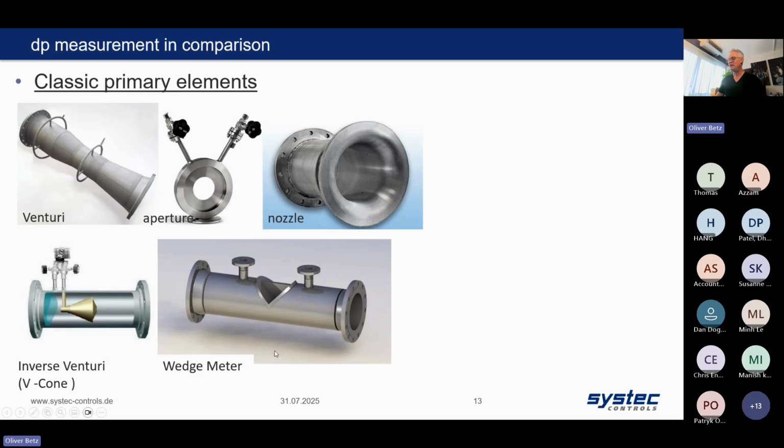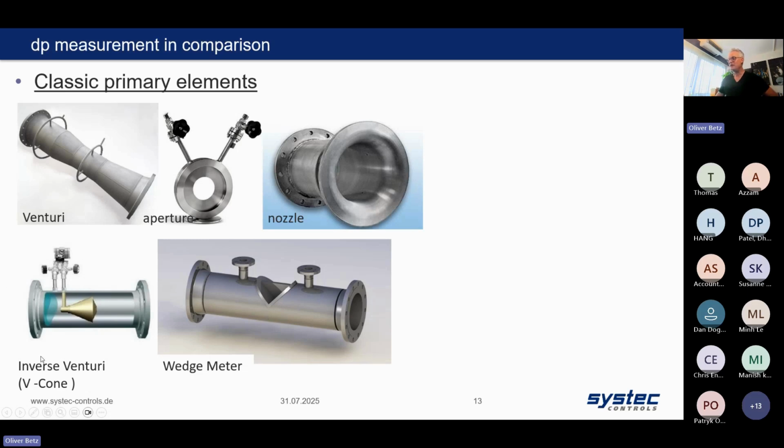A wedge meter is basically a flow meter for very rough conditions. If you have slurries or liquids with sand inside or even stones, then you still can measure, because the particles can flow under the wedge in the pipe. So this is for very dirty applications.